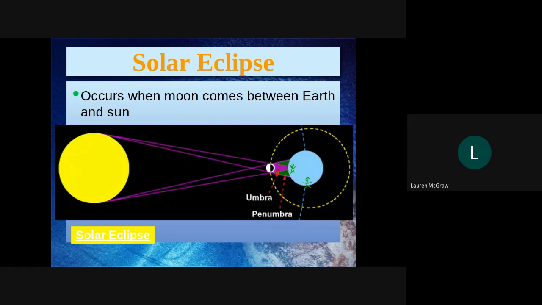A solar eclipse, and I've got two little stick figures drawn here, which I left on here because I wanted you to be able to see them. A solar eclipse is when something is blocking the Sun.